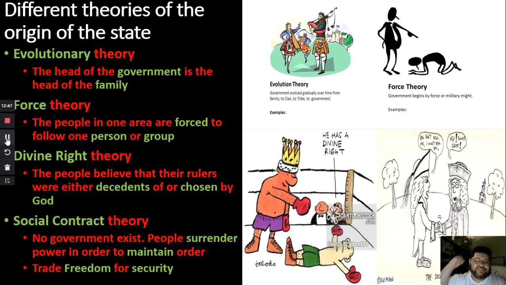This one's interesting because basically it's this idea that if we get rid of government, get rid of cops and everything like that, we are truly born free. No one can stop you from doing anything that you want to do. You have total freedom.